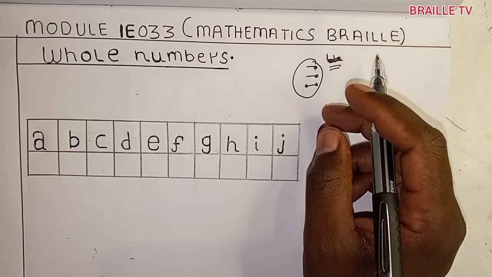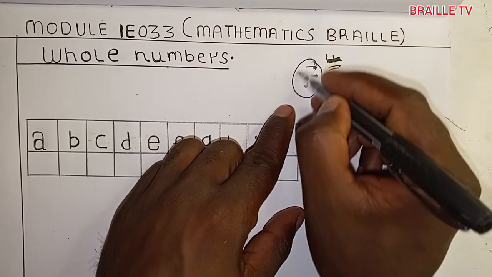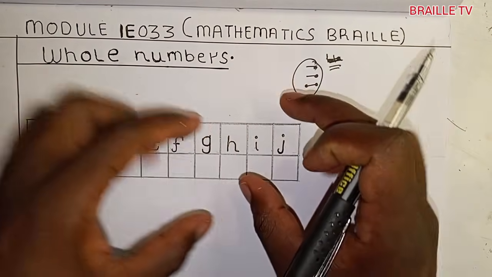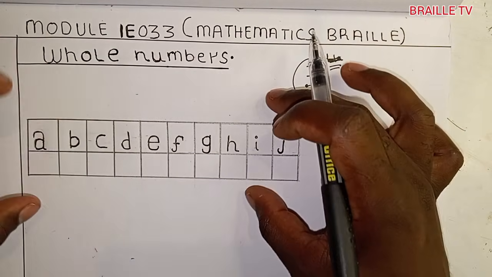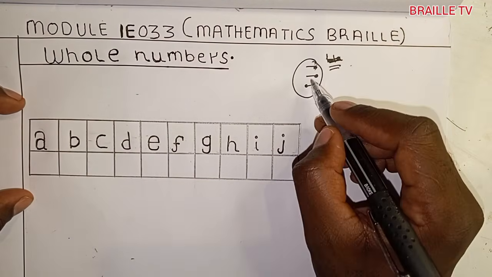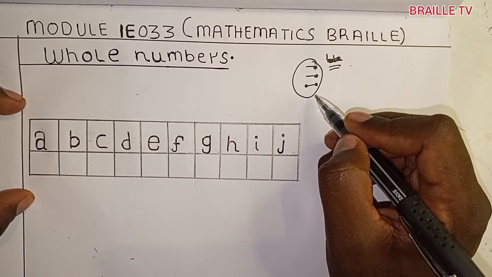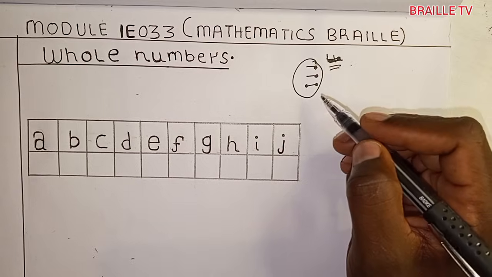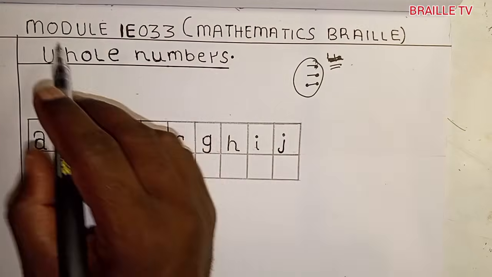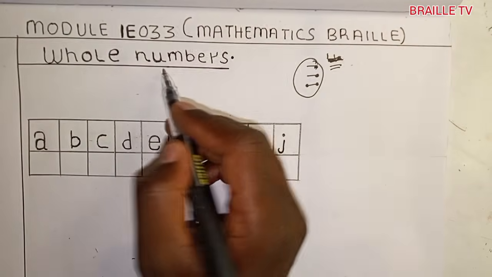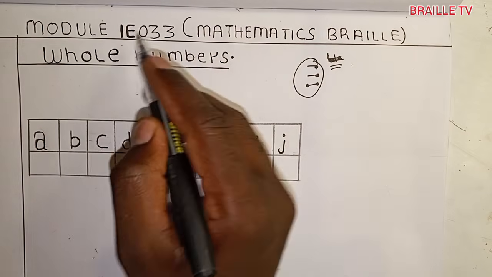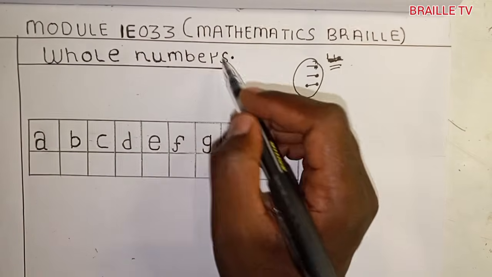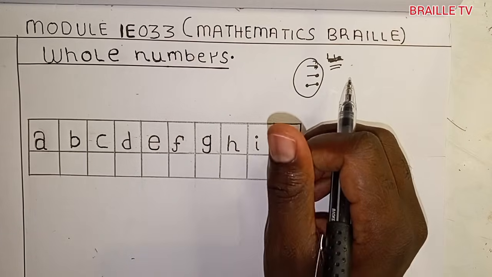Now, just know we are going to use this numeral sign. In this lesson, you are going to understand better how we use this numeral sign and how important it is when it comes to numbers. Remember, we are looking at whole numbers, and that is module IE 033, or mathematics Braille notations.